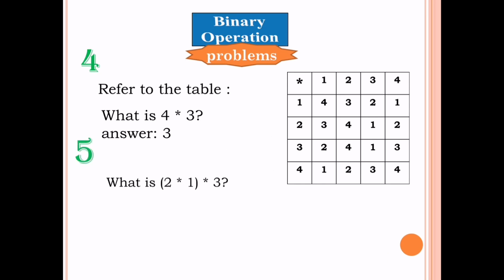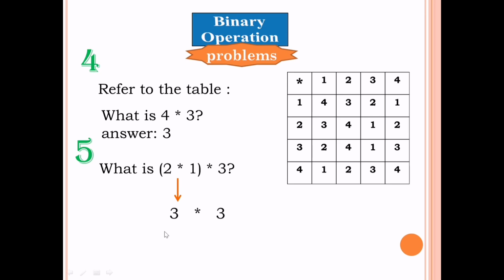Let us have another. What is 2 binary operation 1, grouped, binary operation 3? Since there are many binary operations involved here, we go left to right, and also follow the parentheses. So 2 binary operation 1 is 3. Bring down 3. Then 3 binary operation 3 is 1. So therefore our answer is 1.